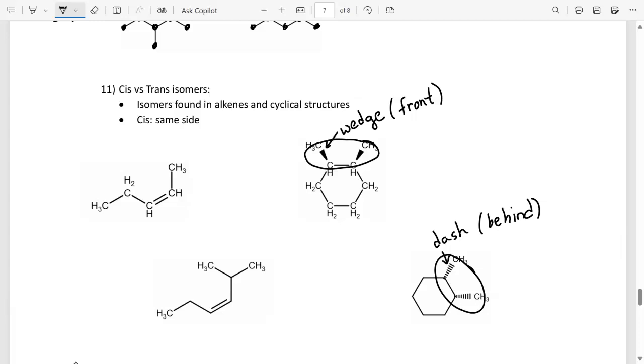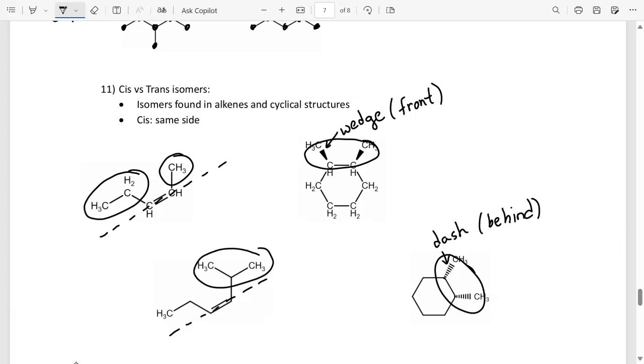Now, with the alkenes, the easiest way to do this is that you're going to draw a dotted line straight through where that double bond is. And if the things coming off of the double bond are both on the same side of that dotted line, it's going to be cis. And so here another example, we're going to draw a dotted line through that double bond, and both structures are located on the same side of that double bond. Okay, so those are cis isomers.